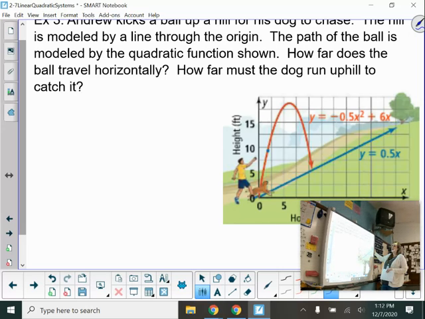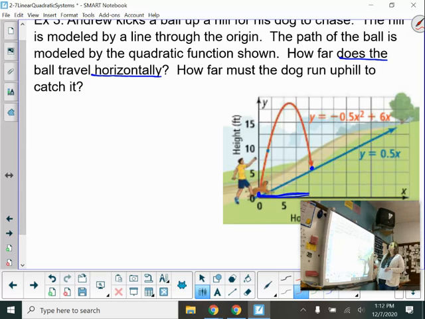So this actually wants to know a distance. We want to know how far it is traveling horizontally. I'm looking for this value. And then it says how far must the dog run uphill to catch it. So how far does it travel horizontally? That's what I've underlined in blue. So basically, once you find the two places where your lines intersect, that would be the difference between the x values there.